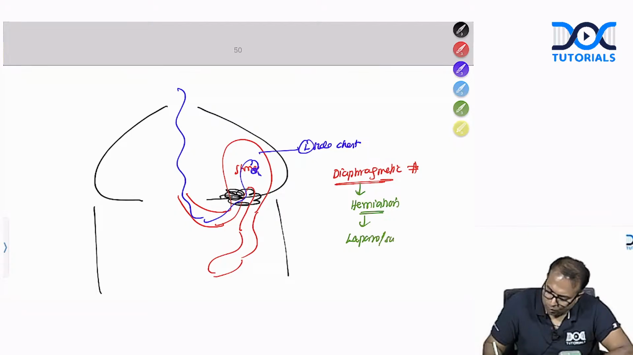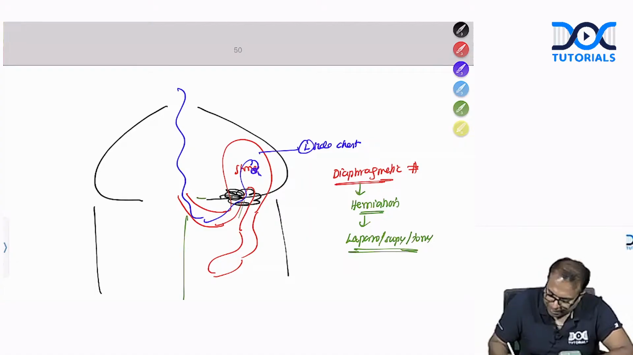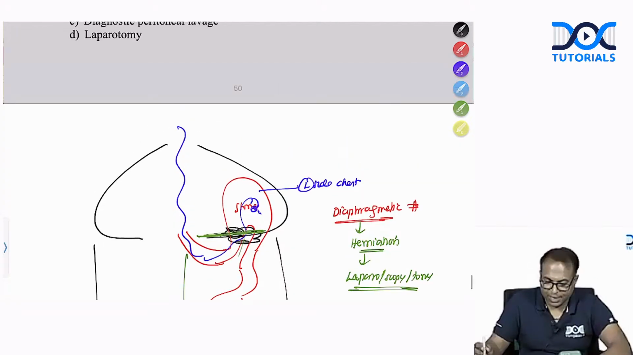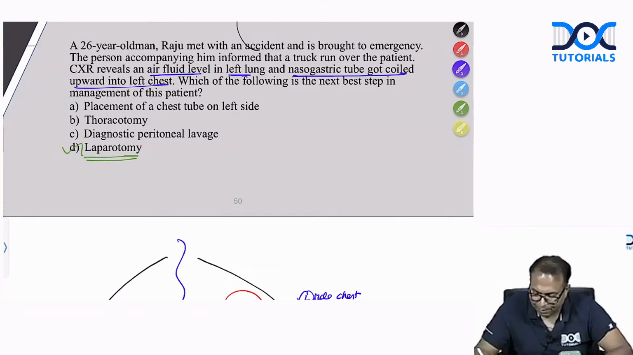Laparoscopy or laparotomy should be done. So we have to put up an incision and bring it back and repair it, or put in a laparoscope, bring it back and repair it. The best answer here is laparotomy.